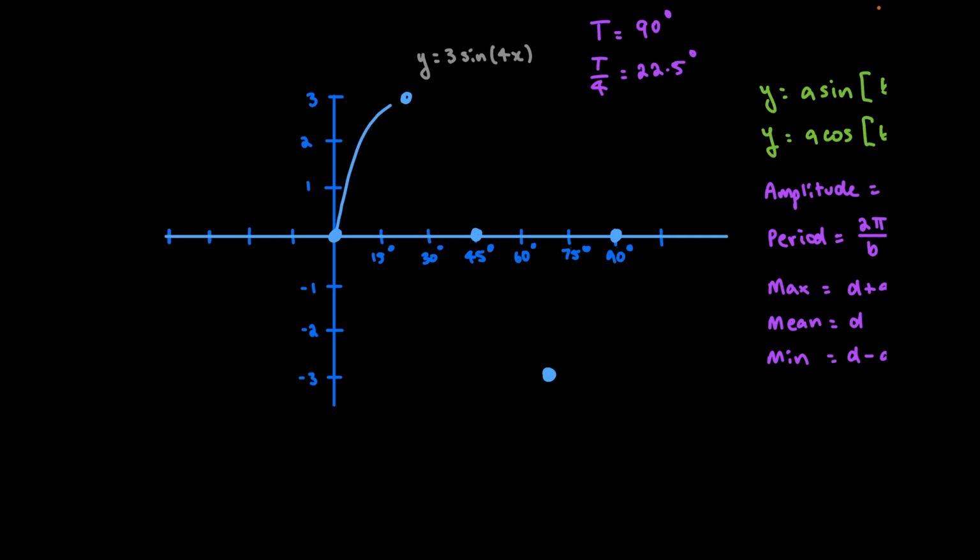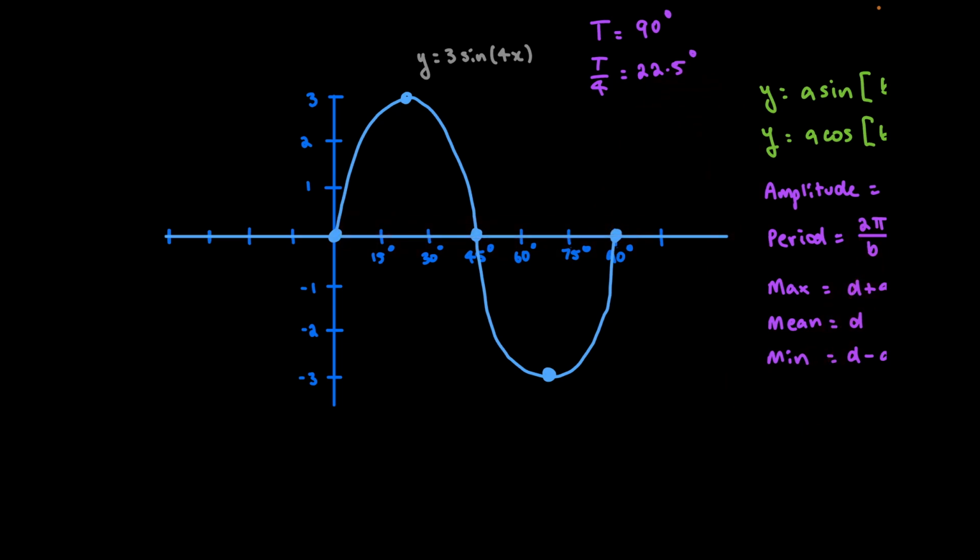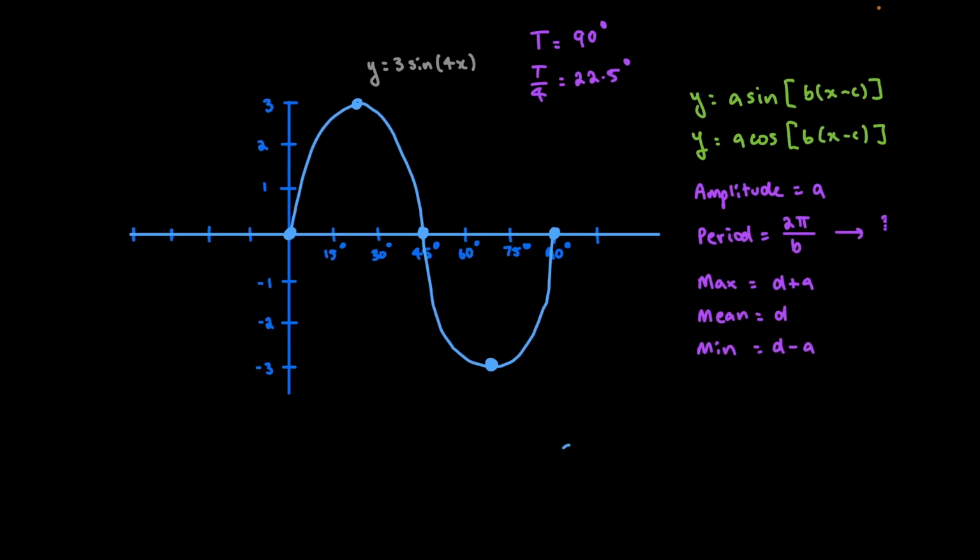So we go up like this to the maximum, then we come back down to the mean line, then we go to the minimum, and then we come back up to the mean line. Okay, and this is one period of our sine graph, and this will repeat itself every 90 degrees. And using this information, that's how you graph y equals 3 sine 4x.